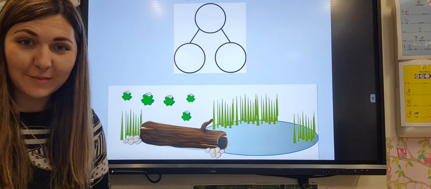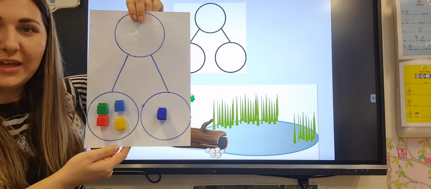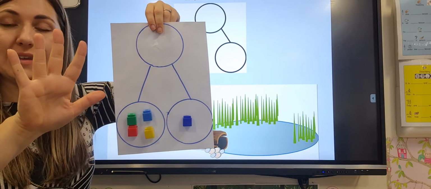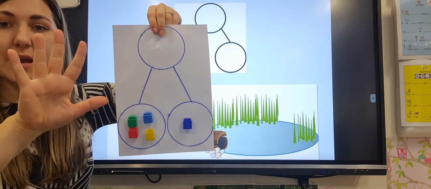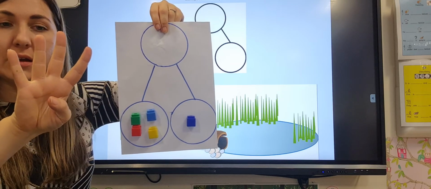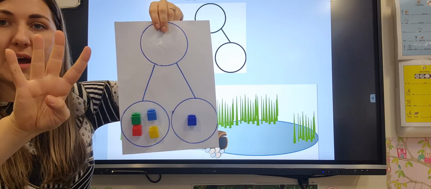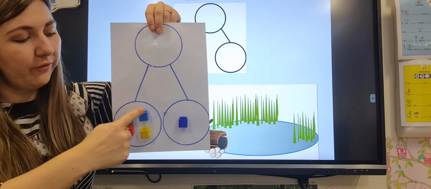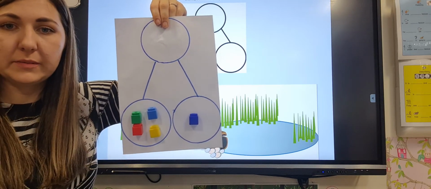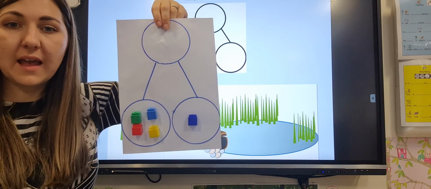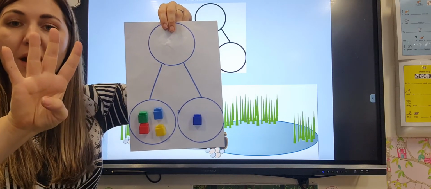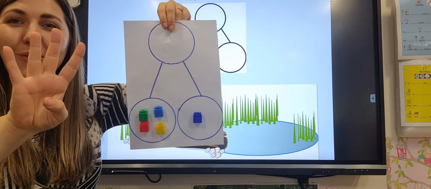Have you done that, everybody? The whole was 5. First, we started with 5 frogs. 1 frog jumped into the pond. 1 is a part. 4 frogs did not jump into the pond. We can say 5 subtract 1 is equal to 4.